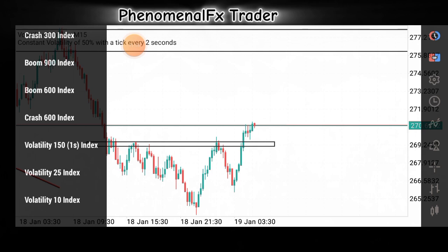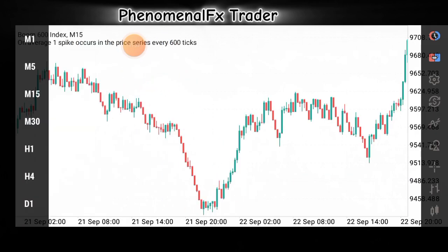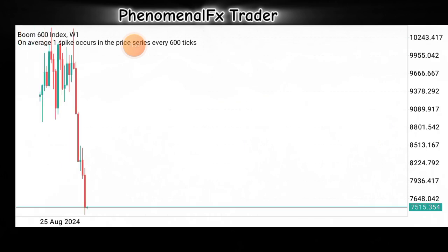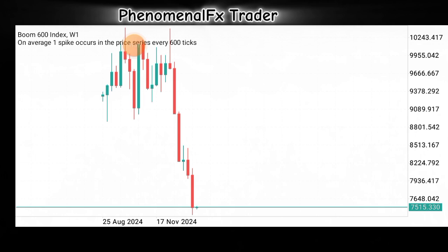Just maybe Boom 600. Let me see. All right, on the weekly time frame, let's see if there's an opportunity there at all. If there's no opportunity, we won't do anything. This is one of the new pairs on the platform. All right, I can't see anything right here. You know it's been bearish, so we don't know where its next support zone is.